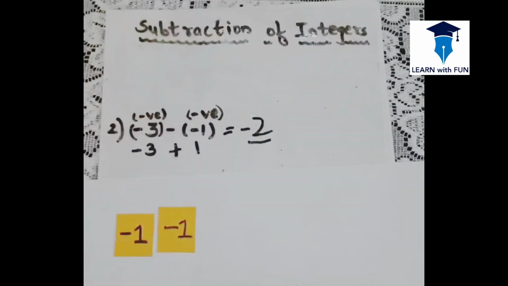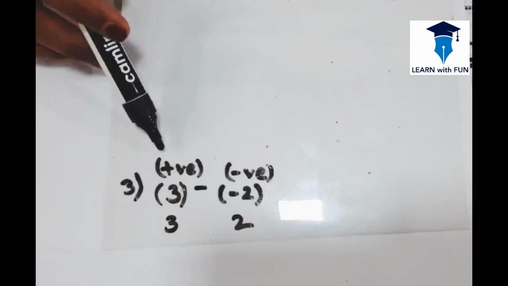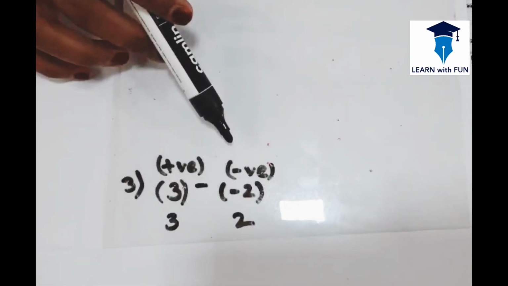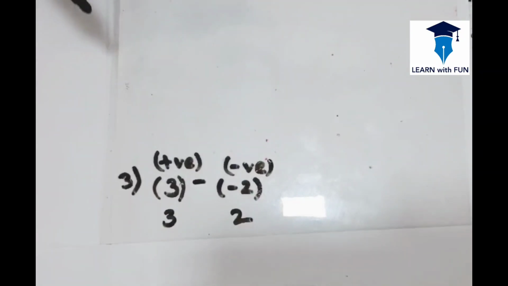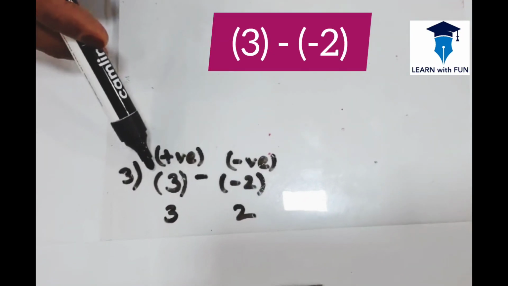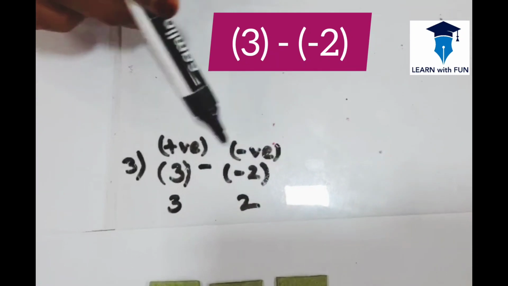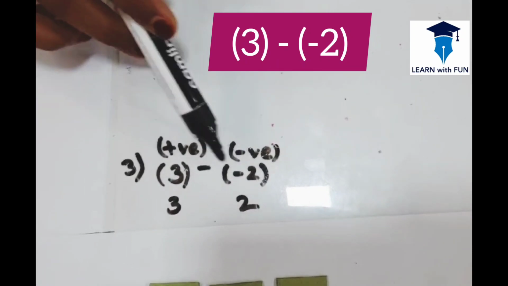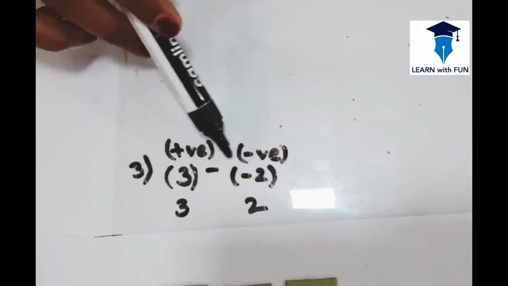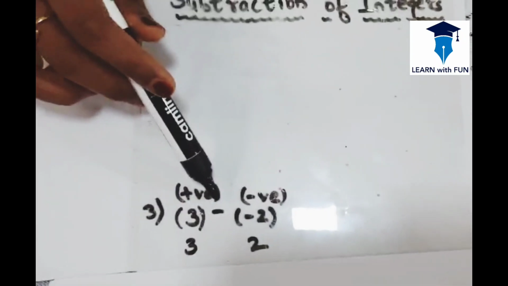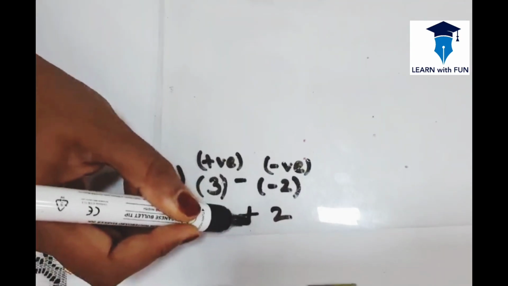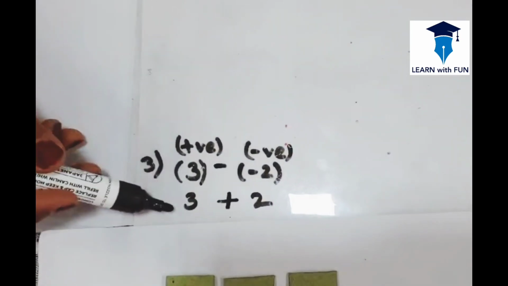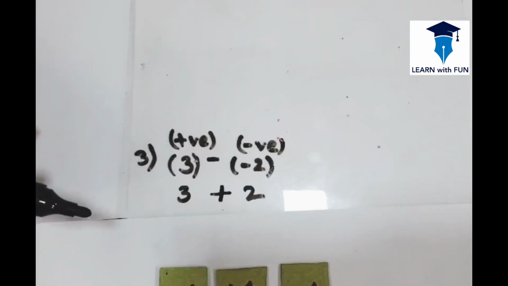Understood, students? Third example, we are taking one positive number and one negative number. The positive number we have taken a bigger value and the negative number we have taken a smaller value. So we have taken 3 minus minus 2. So now we have got two negative signs together, adjacent to each other. So we know minus and minus will give you plus. So the simplified version of this equation will be 3 plus 2.